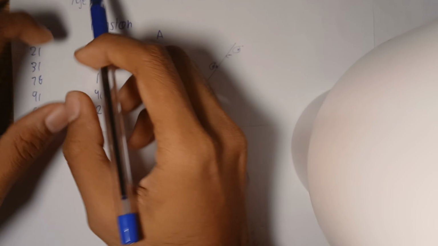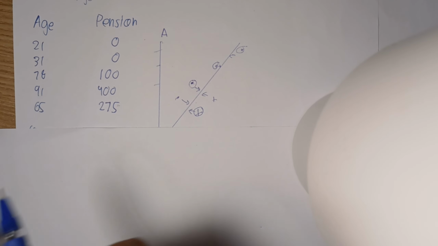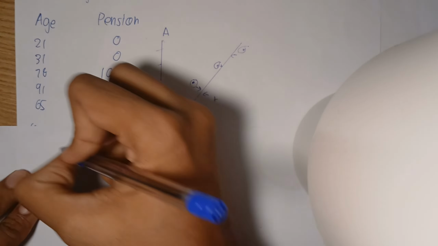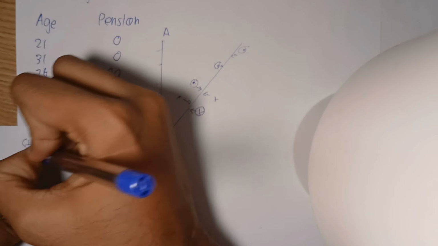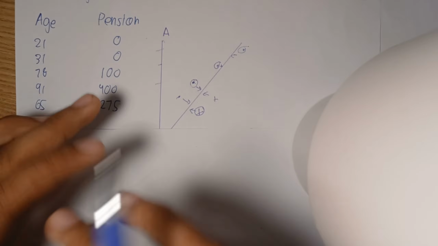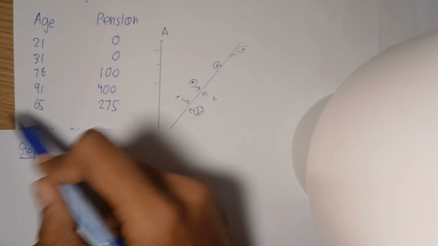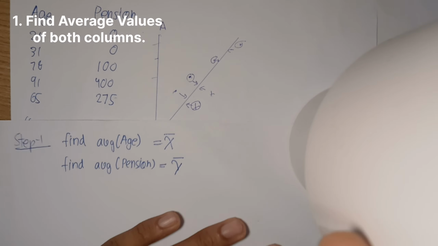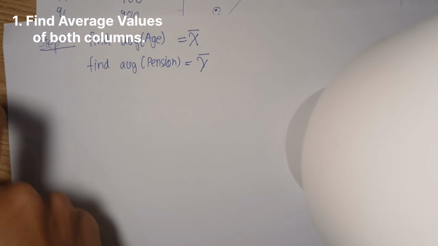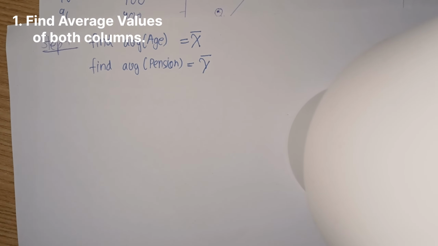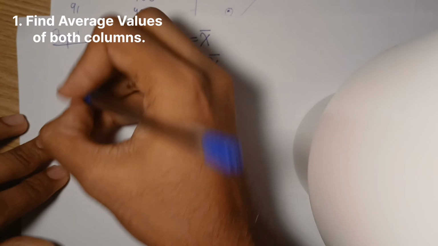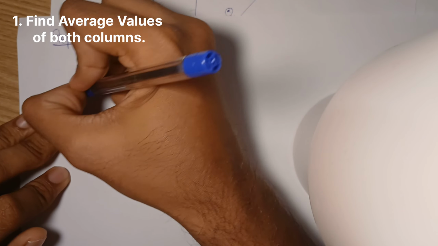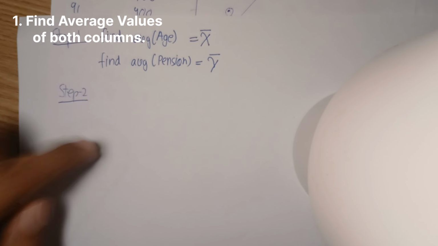Now, how this algorithm proceeds is a 3-step process. Step 1. It finds the average value for both of these criterions. Now the next step is, now that we have found these values, that would be step 2. Now what is step 2?